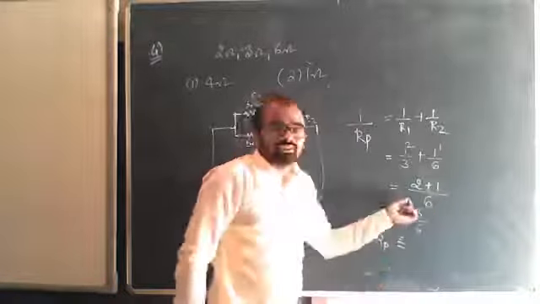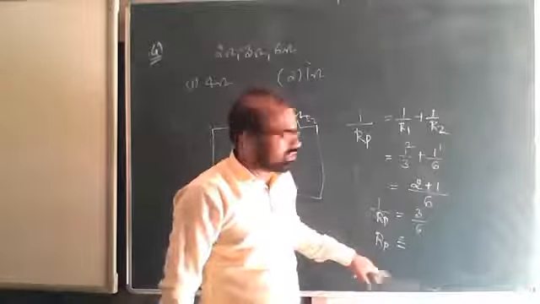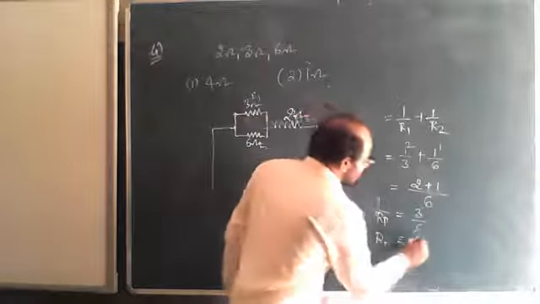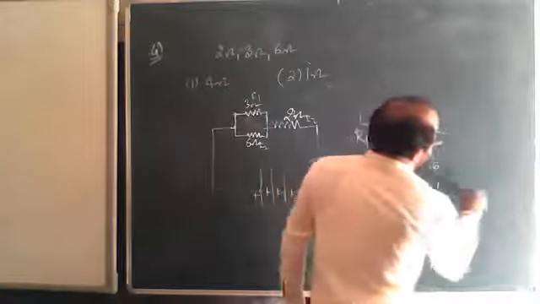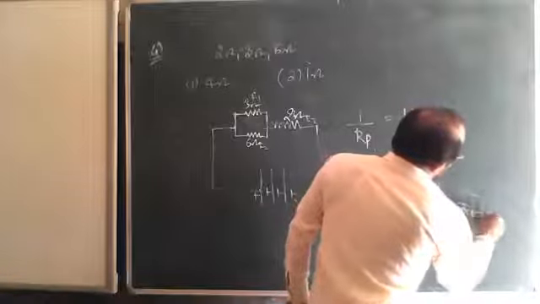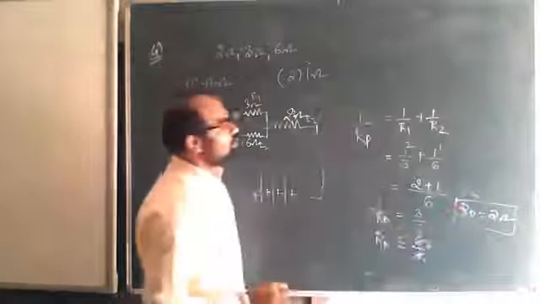1 by Rp is 3 by 6. If I want Rp, I have to reverse it: 6 goes up and 3 goes down. So 6 by 3. 3 ones are 3, 3 twos are 6. So Rp is equal to 2 ohms. Rp is equal to 2 ohms.